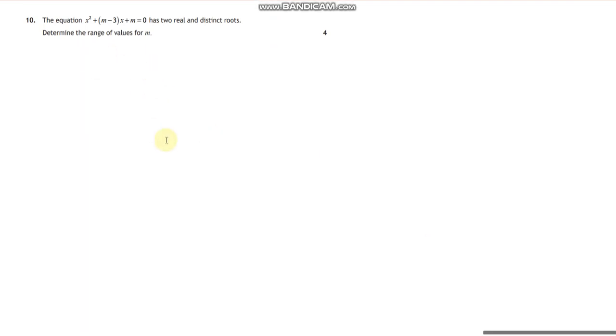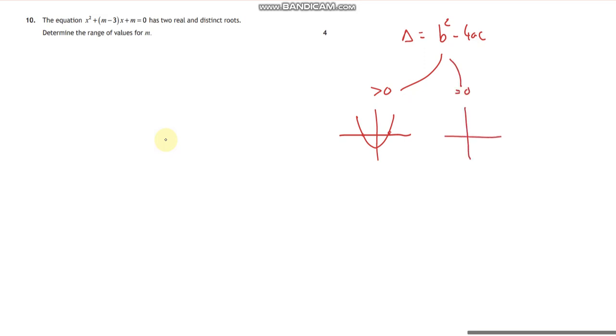So when we're looking at real and distinct roots, you should be thinking to yourself, b squared minus 4ac. Yeah, the discriminant. When your discriminant is greater than 0, you're going to have two real and distinct roots. When it is equal to 0, you're going to have equal roots. When it is less than 0, you can't do the square root of b squared minus 4ac, so there are no roots. So your function is doing something like that. It's not touching the axis, is it? If you remember that, these are actually pretty good marks to have.